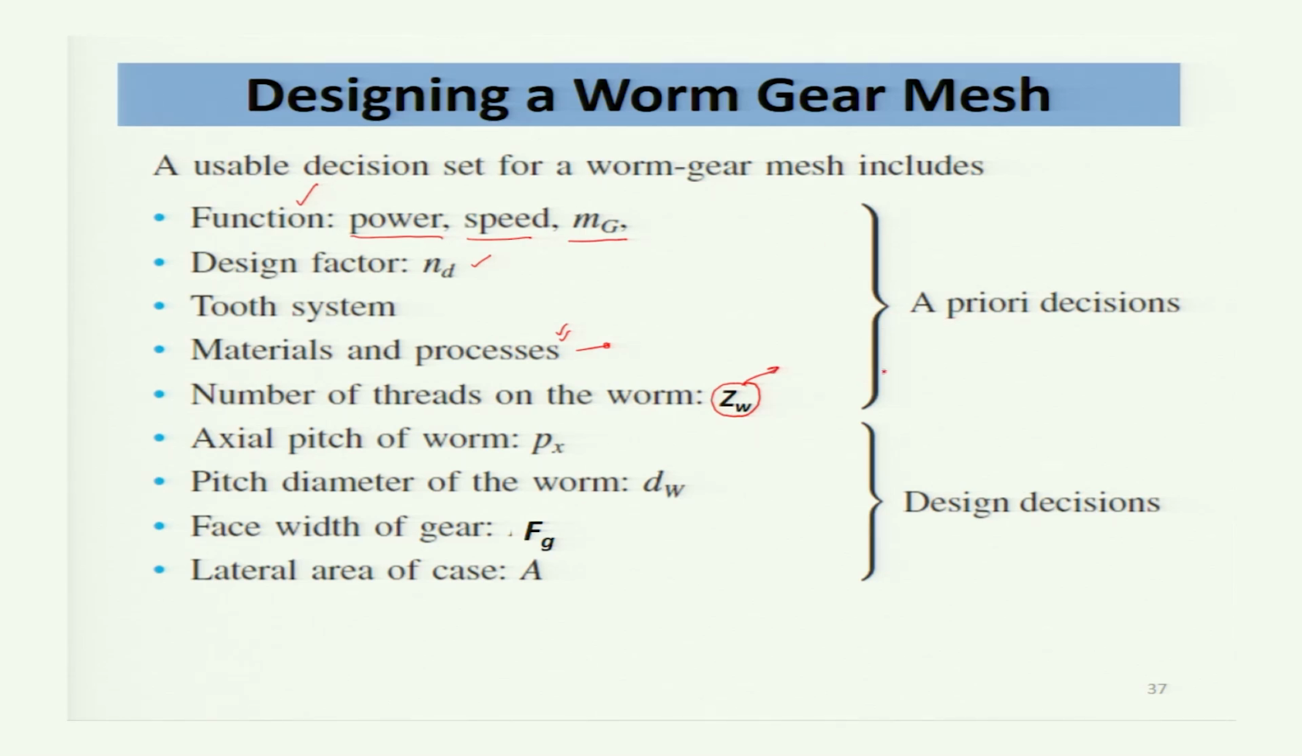Now, based on these a priori decisions, we will have design decisions. That means what should be the axial pitch on the worm, the pitch diameter of the worm dW, the face width of the gear Fg and the lateral area of the case A, because this will affect the amount of heat that will be transferred. Because the heat is generated inside the casing, that heat should be taken away. So, the lateral area from where the heat is to be dissipated must be known, and that is a design decision.